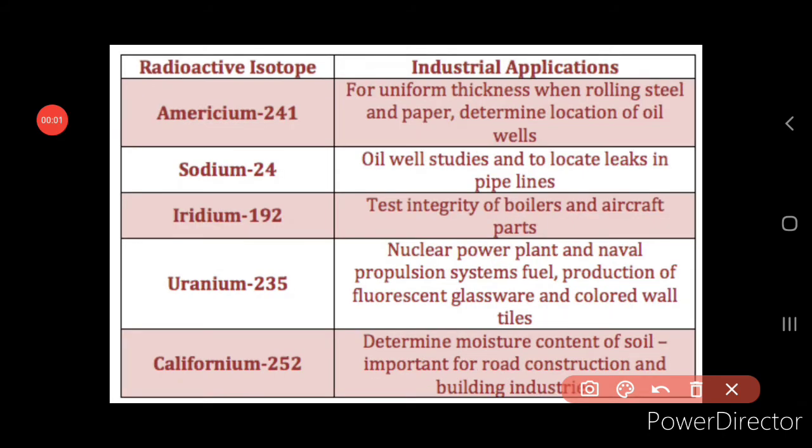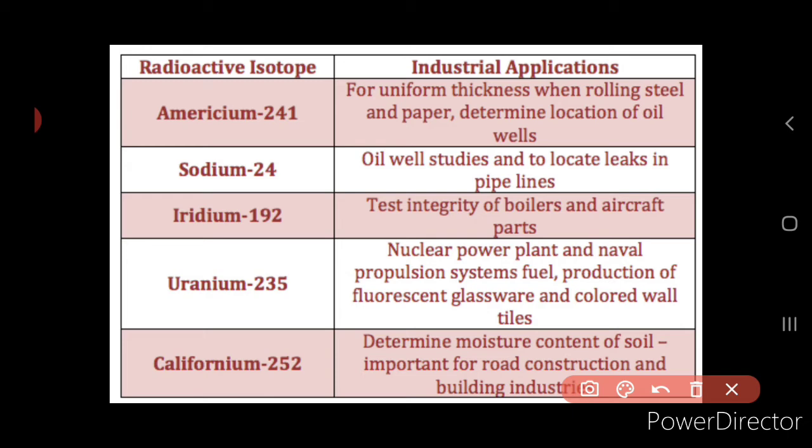Now what are the applications in industry? In industry, radioactive isotopes are used to detect manufacturing defects, that is cracks and leaks. If there are very huge pipes used in industries, the cracks and leaks can be detected using these radioisotopes, right? Packing faults, if any, can also be identified using these radioisotopes.